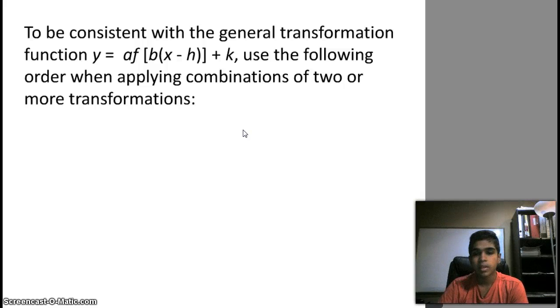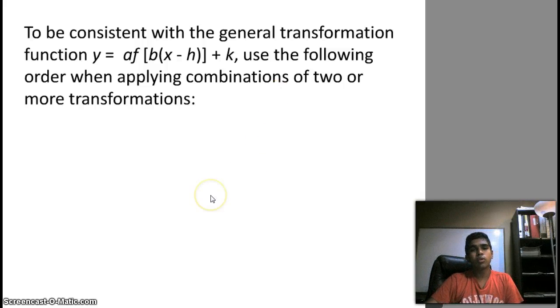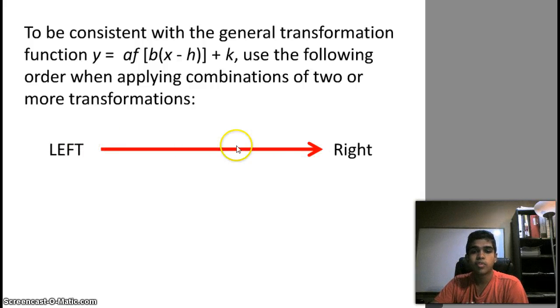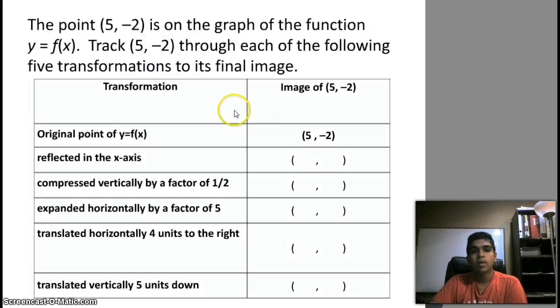up or down. And when you have two or more transformations, you only follow one rule. You would go from left to right when you solve, which means you have to do your A and B values first and then do your translations last. So here we are starting off with the point (5, -2), and we have a series of transformations that occur to it, and we have to figure out what the final point is.